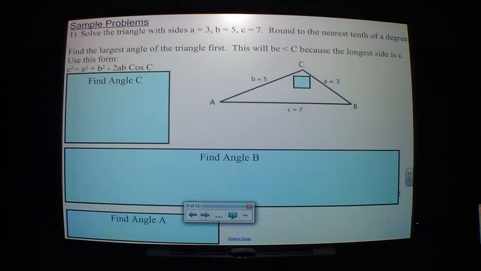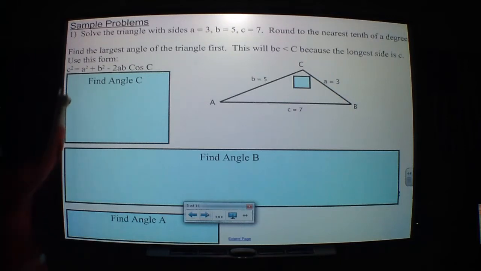I want to solve the triangle, so I want to find angle A, angle B, and angle C. Find your largest angle first. Your largest angle is across from your largest side. So my largest angle would be C, since 7 is my largest side.